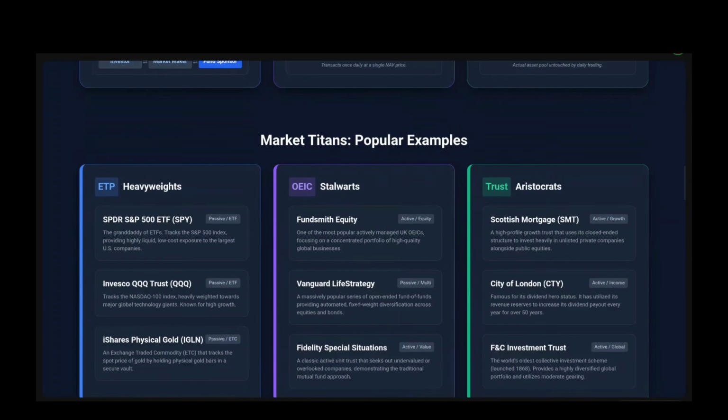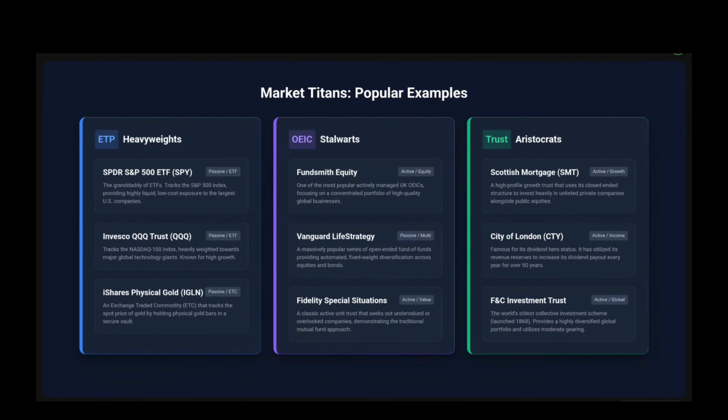Okay, let's look at popular examples just to give people a flavor. Now, none of these are investment advice or buying advice. I just want to throw this in here just to help people understand common examples of what these are.